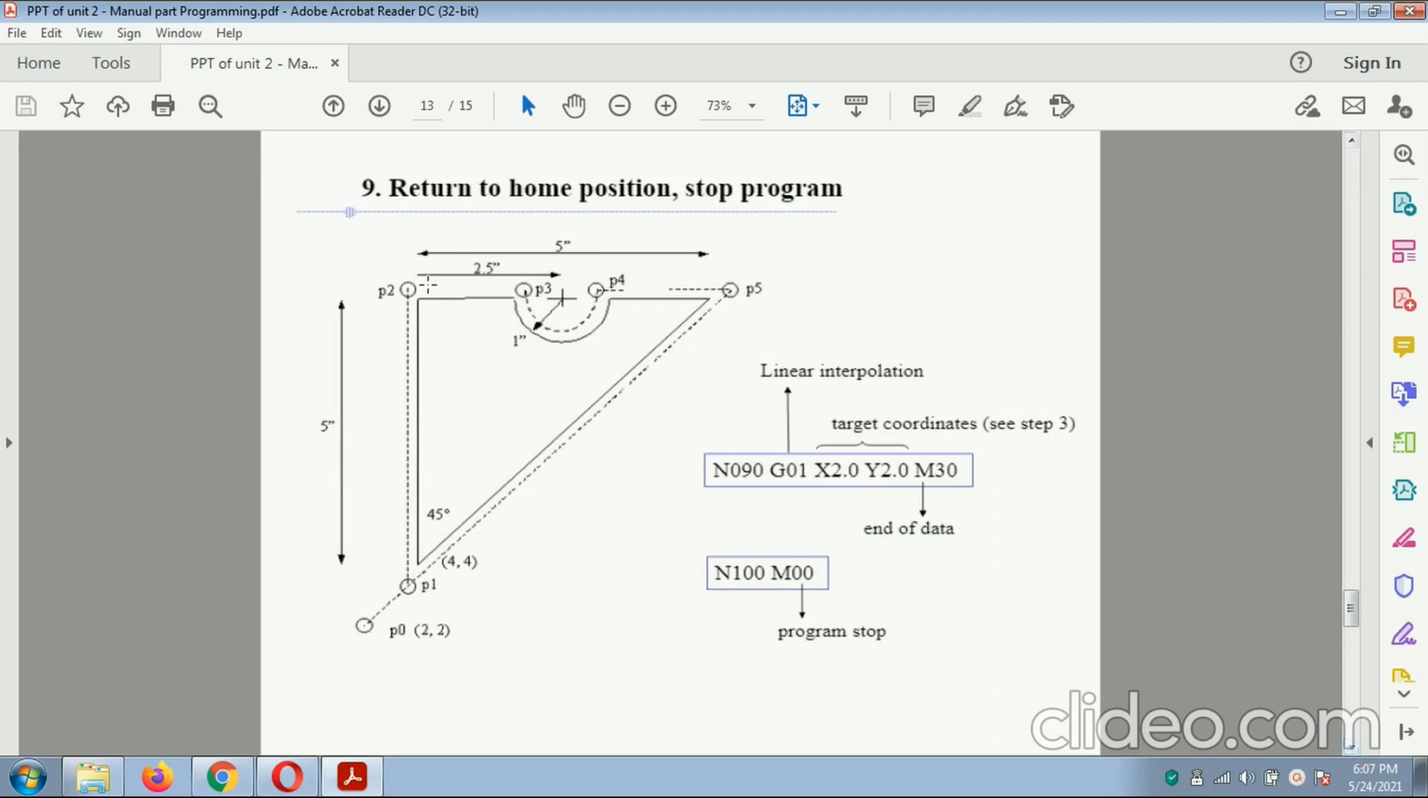Return to the home position and stop. So N90 G01 X2 Y2 and M30, which is the end of the program.